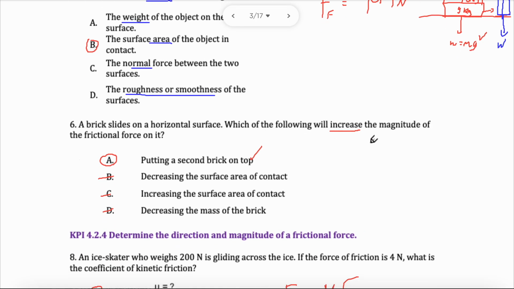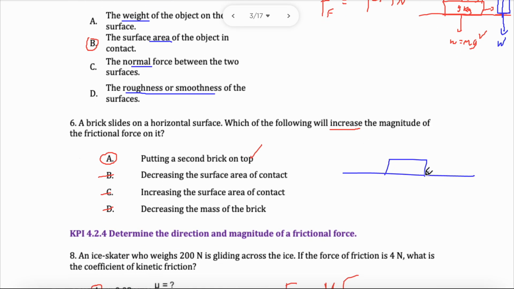A brick slides along, which will increase the frictional force. Here is my brick sliding along. I want to increase the force, so I must increase the weight somehow, W equals mg. Putting a second brick on top will increase the weight. If this was 10 newtons, add a second brick, that's 2 of them, a total of 20 newtons. I have increased it. If I wanted to decrease the magnitude of friction, I must remove a brick, make the mass smaller. But the question asks me to increase, so for that reason, I put the second brick on top.